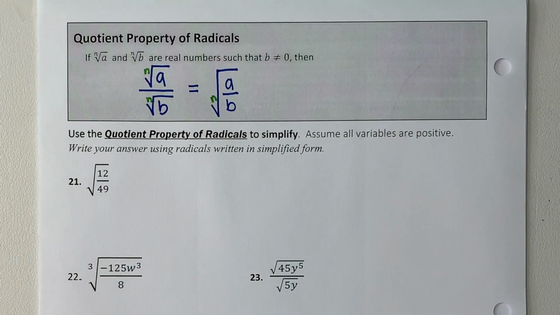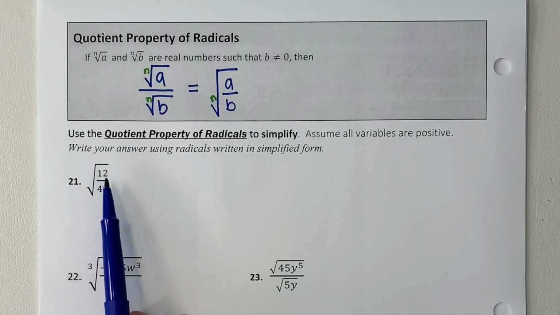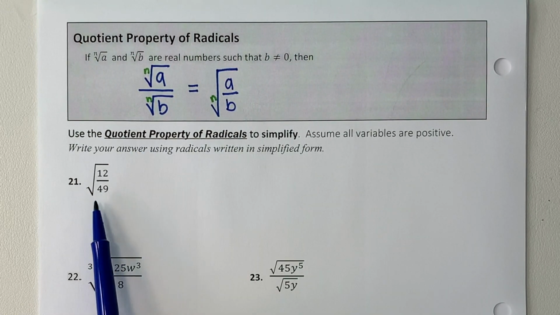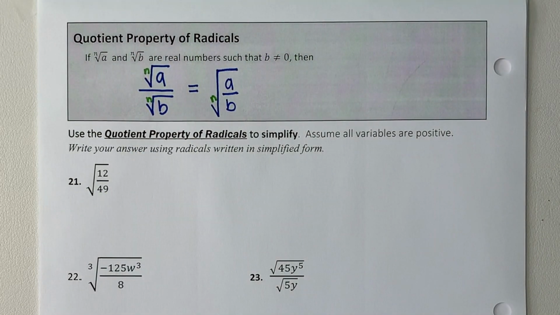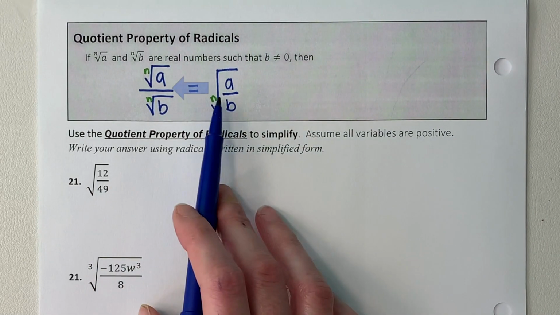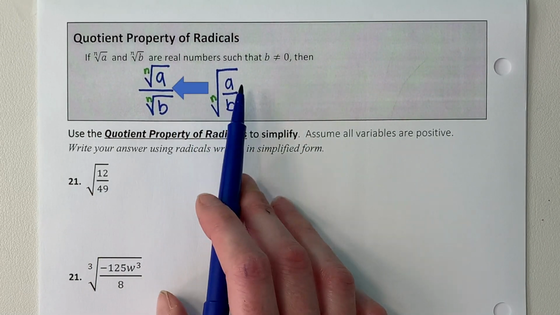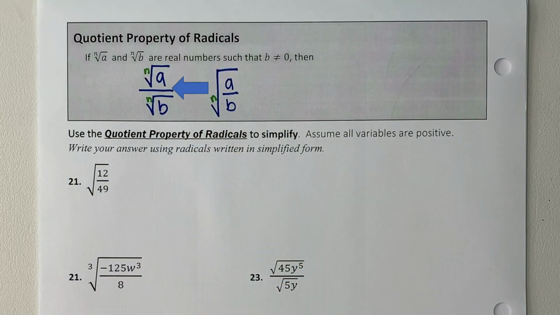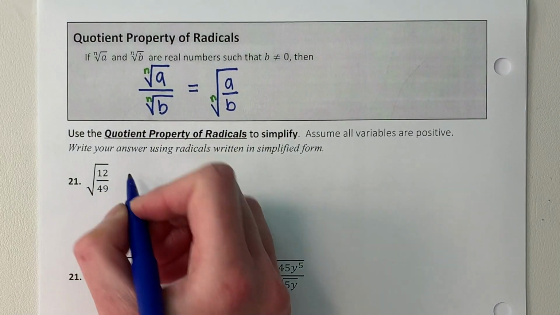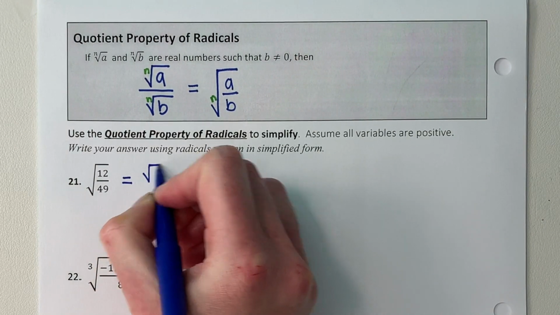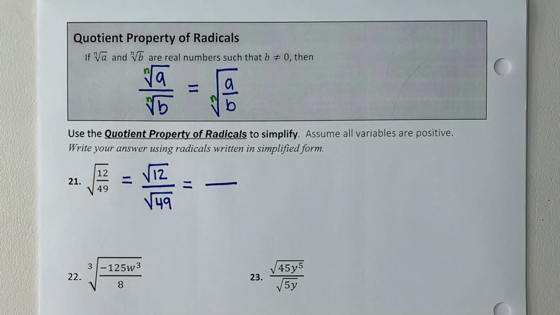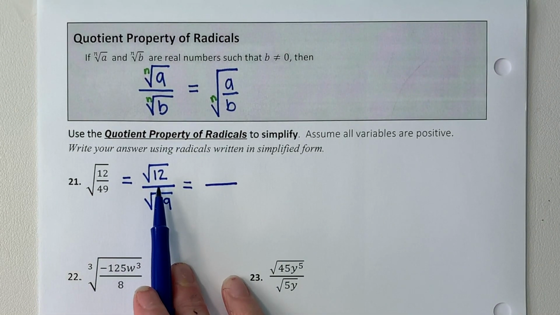So we don't yet know how to simplify radicals that involve fractions. But the quotient property of radicals can make this problem much easier to work with. If we go in this direction, it says when you're dividing two quantities underneath one radical, you can break that apart into two separate radicals. So let's break this apart and write it as the square root of 12 divided by the square root of 49.